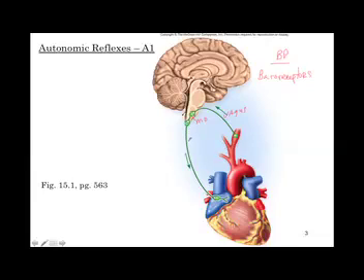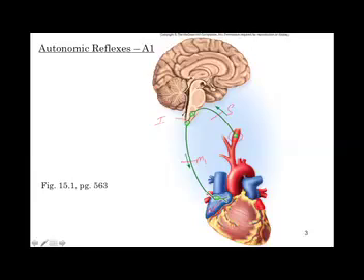And then it's sent via either the vagus nerve or what are called cardiac nerves. And don't worry about knowing these names yet. We'll save that for next unit. To the heart. So we have our receptors here. We have our sensory neuron. Let's do that again. Receptors. Here's our sensory neuron. Here's our interneuron. Here's our motor neuron. Here's another motor neuron.